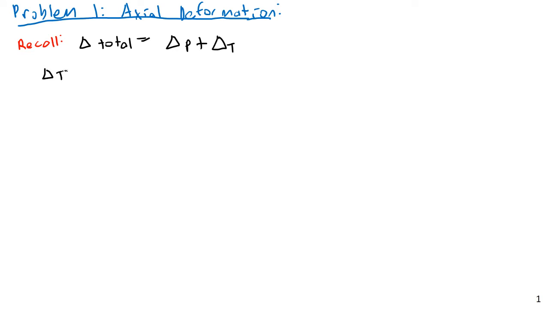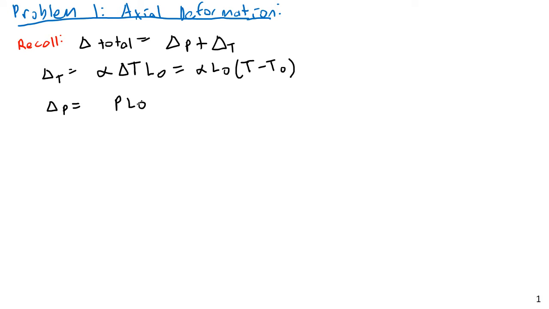So delta T is equal to alpha times capital delta T, or big delta T, which would be our change in temperature, times the initial length. Or this can be alpha times the original length times T minus the initial temperature, T minus T naught, or T final minus T initial, however you wish to interpret this. And delta P then is equal to P L naught over A E.